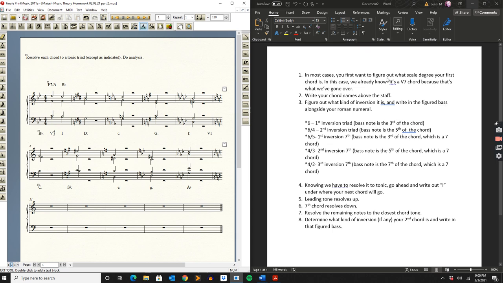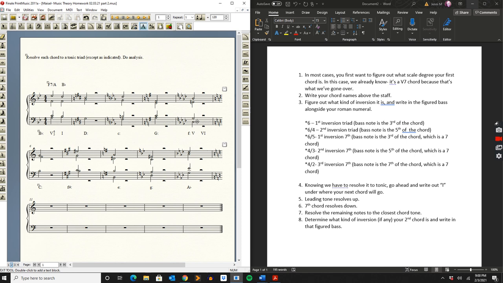So starting back at the beginning, first we want to figure out what scale degree the first chord is. Obviously, like I said, we know that this is going to be a 5/7. So let's go ahead and write in that 5 chord. So we've got that 5/7 chord. We don't know what kind of inversion it is yet, so let's figure that out as we figure out the chord names.